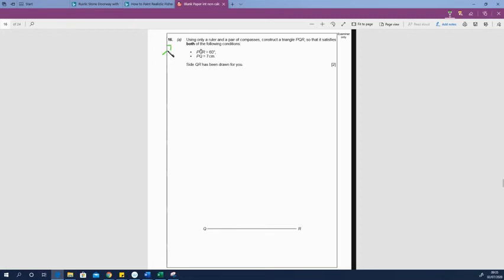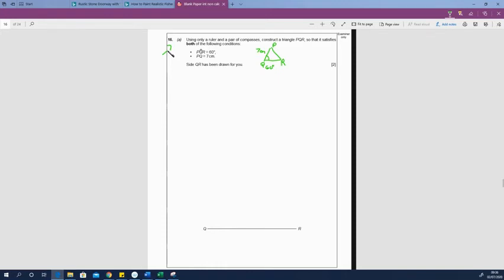Question 16. Using only a ruler and a pair of compasses, construct a triangle PQR so that it satisfies both of the following conditions. Angle PQR is 60 degrees and PQ is 7 centimeters. Side QR has been drawn for you. So I'm actually going to just sketch out what the triangle should look like. If that's Q and that's R, that's going to be P. The angle PQR is going to be 60 degrees, and PQ is going to be 7 centimeters.